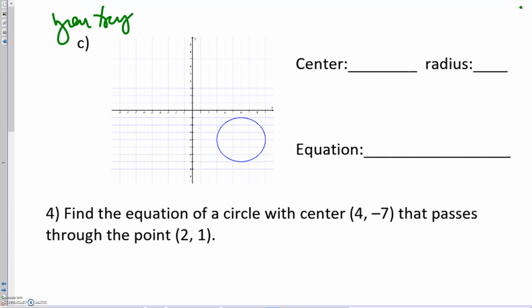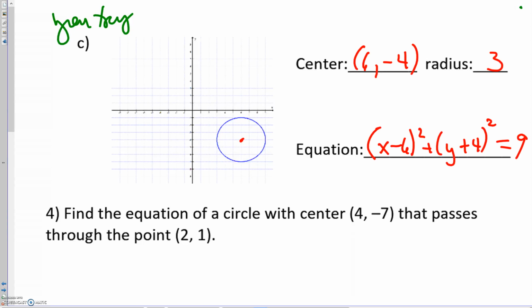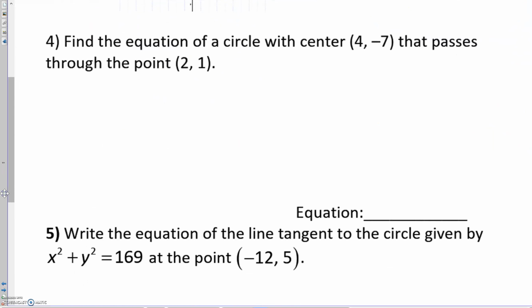All right, so then I'm going to let you try C. So again, pause the video and see what you come up with for this one. All right, so if I counted right, it appears that the center is (6, -4). The radius is 3, and the equation then would be (x - 6)^2 + (y + 4)^2 = 9.